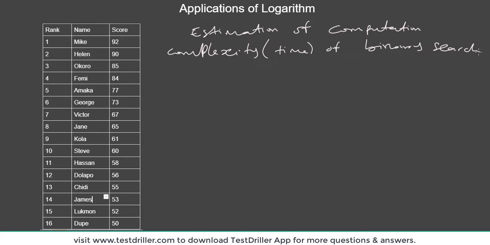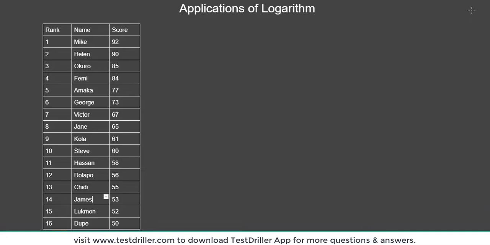Before I go into exactly how we use logarithm to estimate that in computer programming, let me explain this key concept, which is binary search. So what is binary search? Then how do we estimate the time it would take, or how many checks we're going to carry out before we can figure out the position of anything? So let's talk about binary search. I'm going to talk about binary search in terms of the information provided in this table.